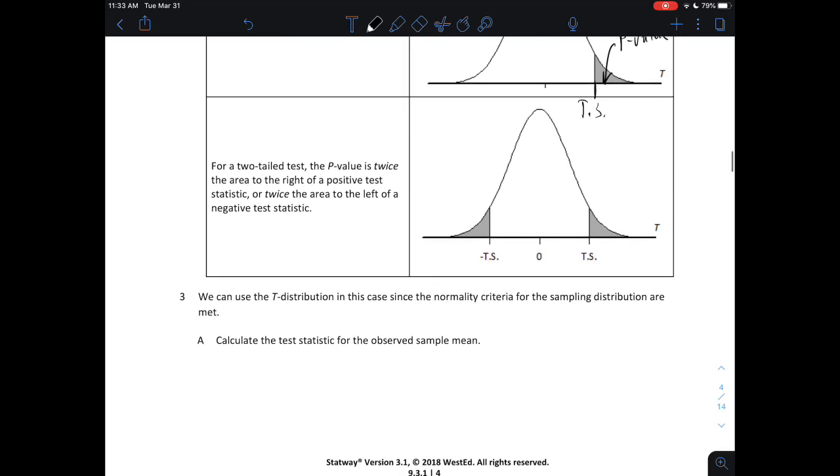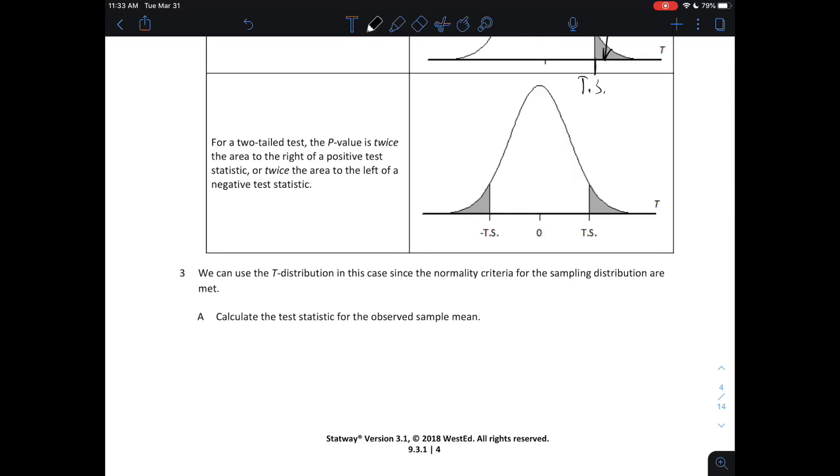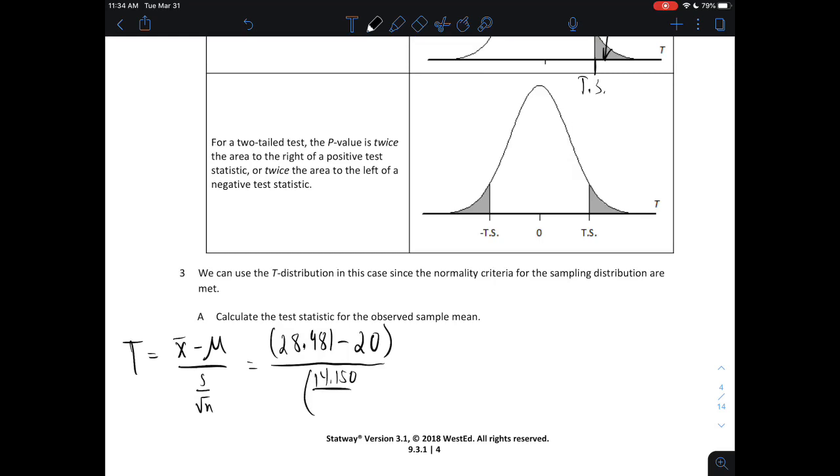Number 3, we can use the t-distribution in this case since the normality criteria for the sampling distribution are met. Part A, calculate the test statistic for the observed sample mean. So this means t equal to x bar minus mu divided by the fraction s over the square root of n, which means we have in the numerator 28.981 minus 20, and then in the denominator we have the fraction 14.150 divided by the square root of 16.